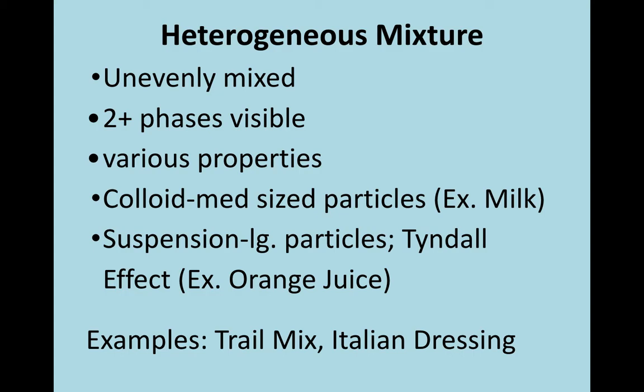A heterogeneous mixture is an uneven mixture. It's two or more different phases, so it could be a solid and a liquid or a liquid and a gas. There's various properties, and colloids have medium-sized particles, example of milk, and suspensions have large particles and have the Tyndall effect like orange juice. So some examples would be trail mix and Italian salad dressing. The Italian salad dressing, it settles into all the different layers, which is why you have to shake it before you use it.